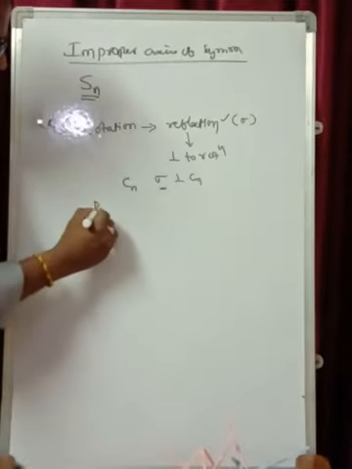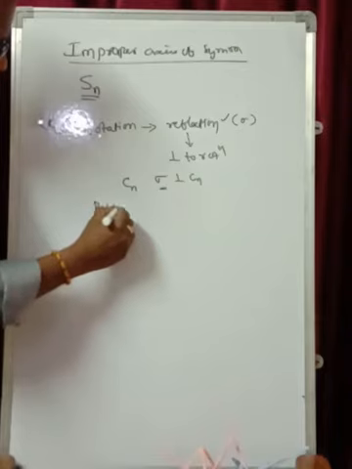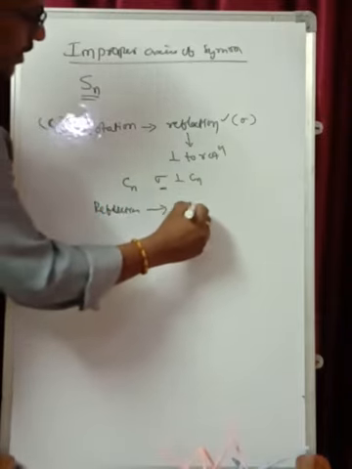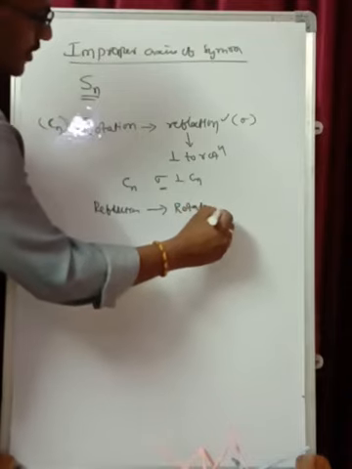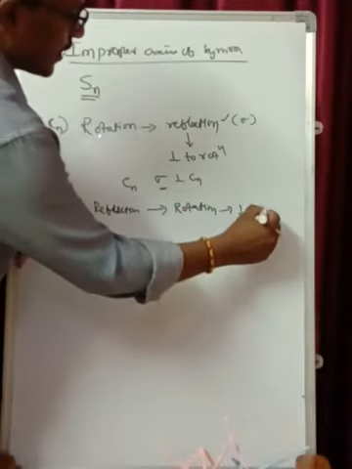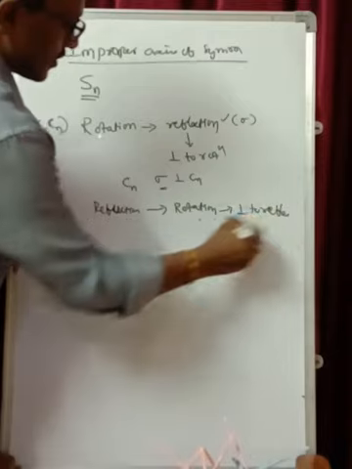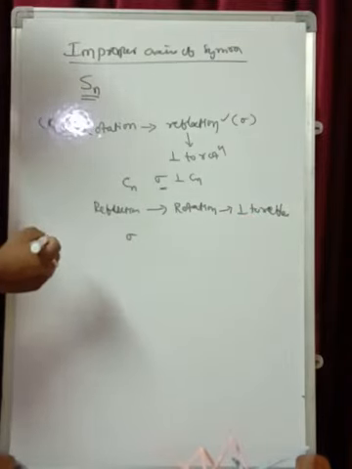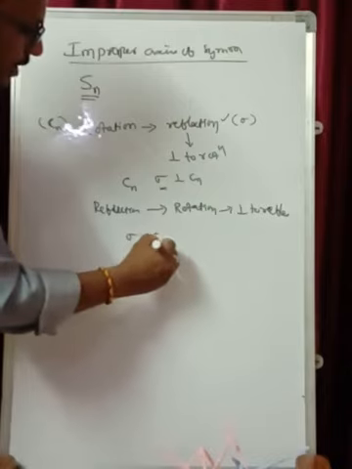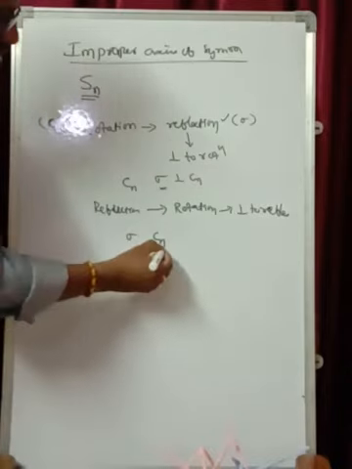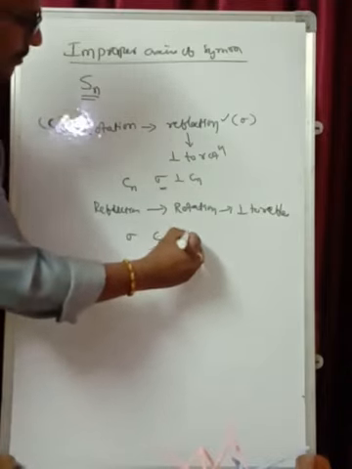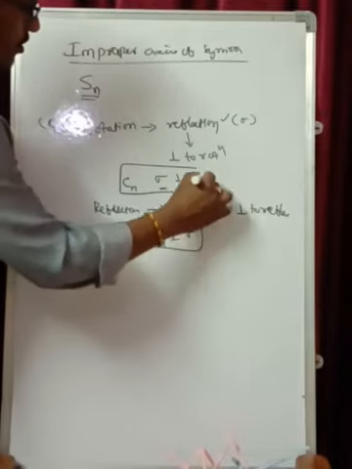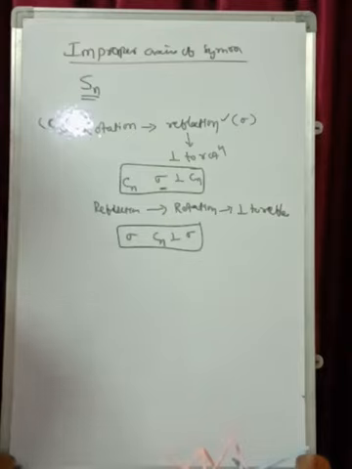Or initially if you start with reflection, it should be followed by rotation, and this rotation must be perpendicular to the reflection. That is, if sigma is initially carried out, if reflection is done initially, then it should be followed by rotational axis of symmetry. This rotational axis of symmetry must be perpendicular to sigma. So this is how we are going to express your improper axis of symmetry.